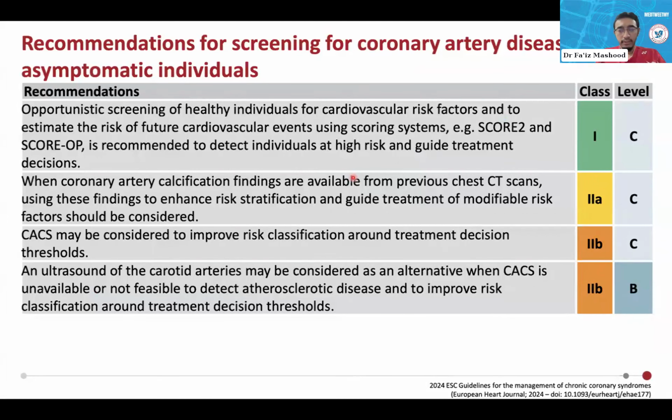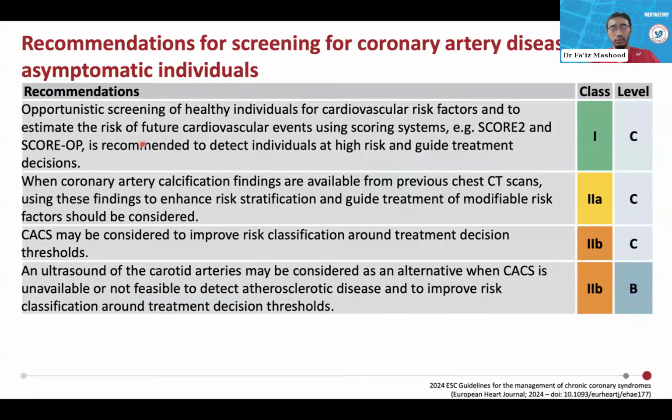So it's a very good time to have this CME as well, because I can share the latest ESC guidelines on management of chronic coronary syndromes. ESC advocates that for an asymptomatic healthy individual, like our athlete just now, we use the SCORE-2 or SCORE-OP model to detect individuals at high risk of developing a cardiovascular event and to guide our treatment decisions.